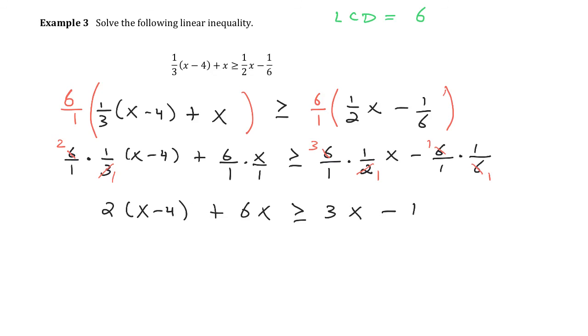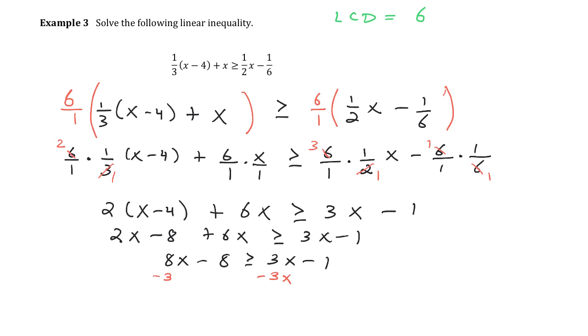So to complete this problem, let's see, starting on the left, I'll distribute the 2. I get 2x minus 8 plus 6x is greater than or equal to 3x minus 1. Okay, so now I have 8x minus 8 is greater than or equal to 3x minus 1. I think I'll subtract 3x from both sides. I have 5x minus 8 is greater than or equal to, I just have negative 1 on the right. I can now add 8 to both sides.